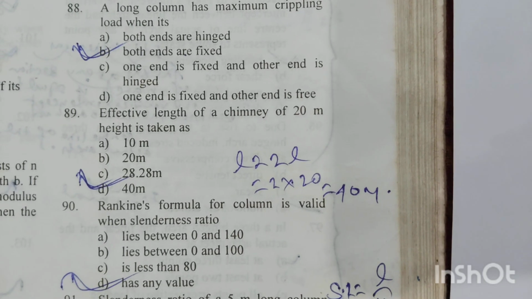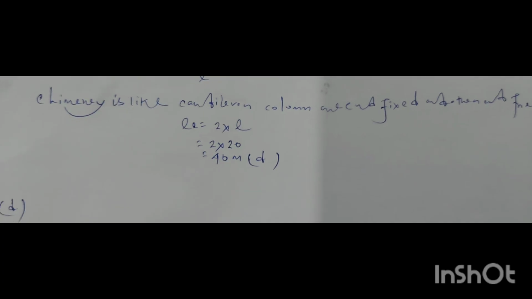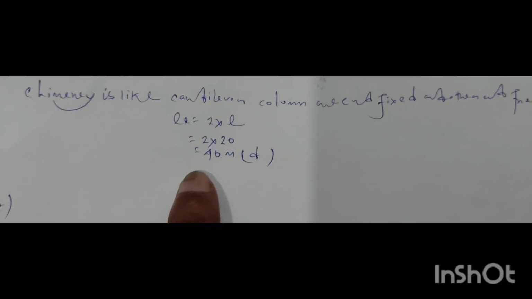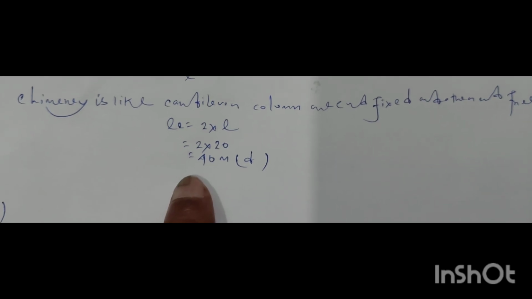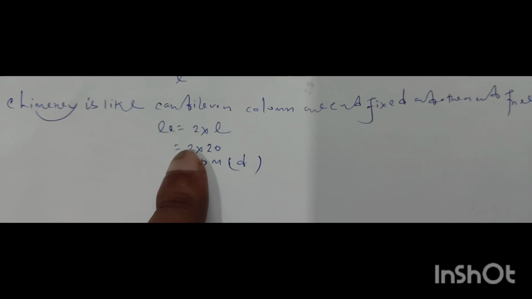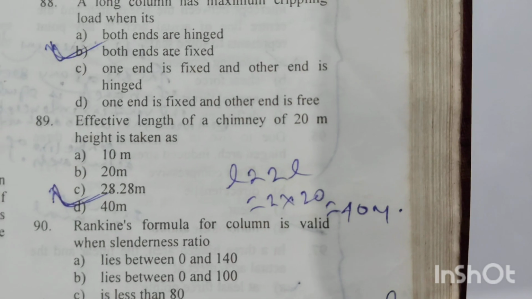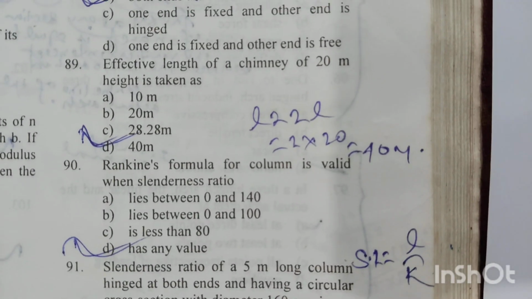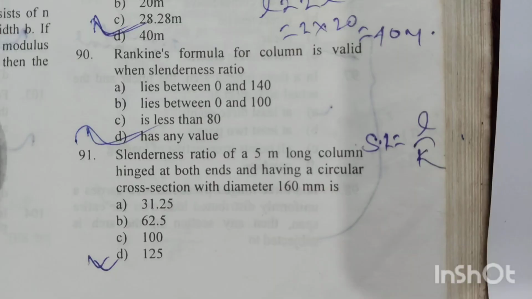Question number 89. Effective length of a chimney of 20 meter height is taken as? A chimney is like a cantilever column, one end is fixed and the other end is free, so L effective will be 2 times the original length of the column. The original length of the chimney is 20 meters, so the effective length of the chimney is 40 meters. Option D is right answer. Question number 90. Rankine's formula for column is valid when slenderness ratio has any value. Option D is right answer. Number 91.